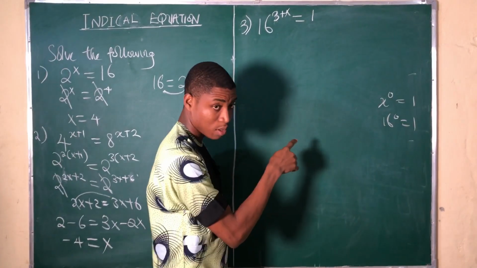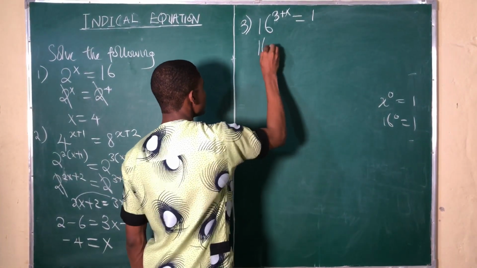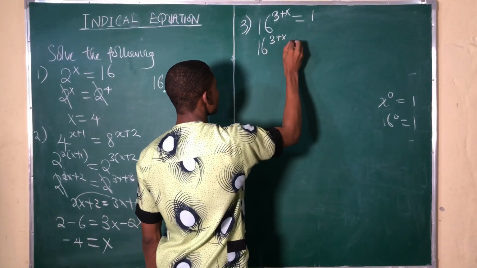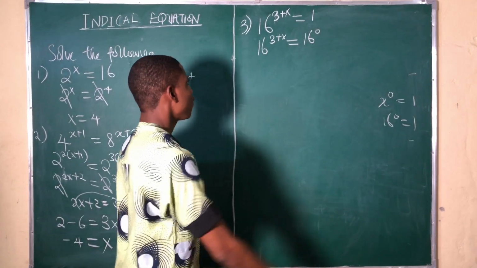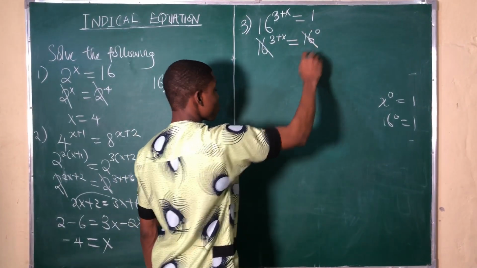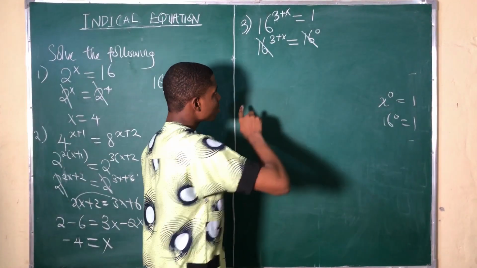So with that concept, we're going to write this as 16 raised to the power 3 plus x is equal to 16 raised to the power 0. So therefore, this will cancel this, of course, as they have the same base. It becomes what?